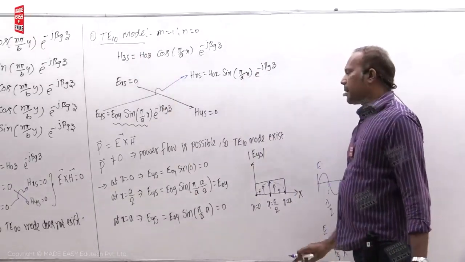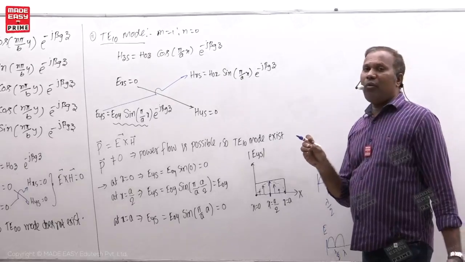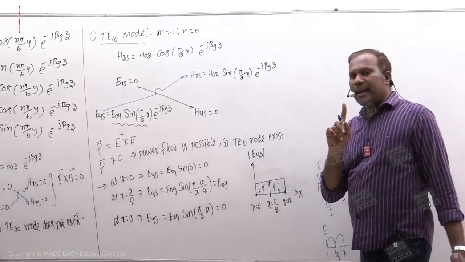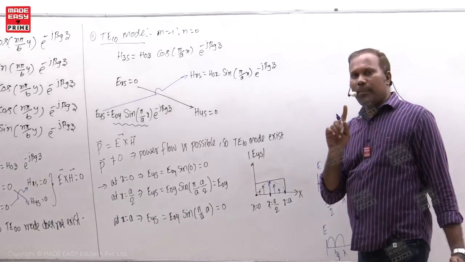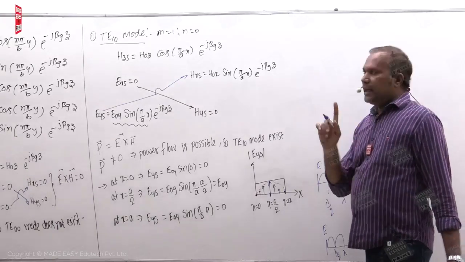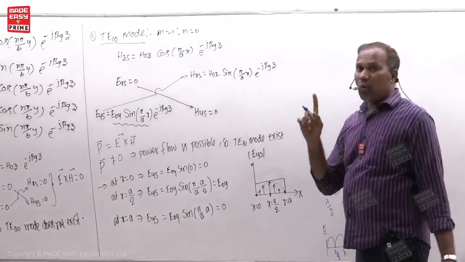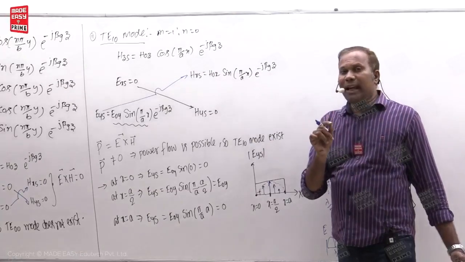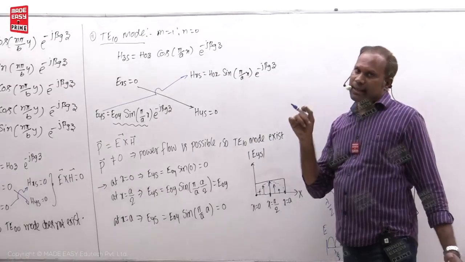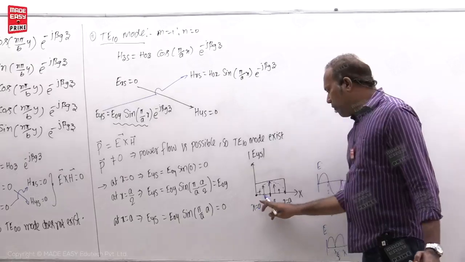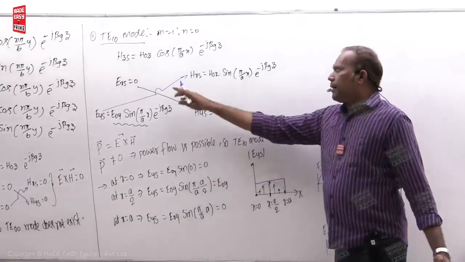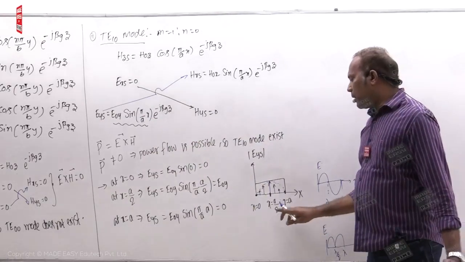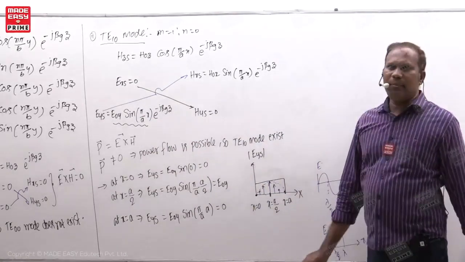M equal to 1 means the number of half wavelengths in the x direction. I told you, M indicates the number of half wavelengths of field components in the x direction. Here TE10 means M is equal to 1, which means one half wavelength of the field in the x direction. This is the electric field y component in the x direction. That is the meaning of that.